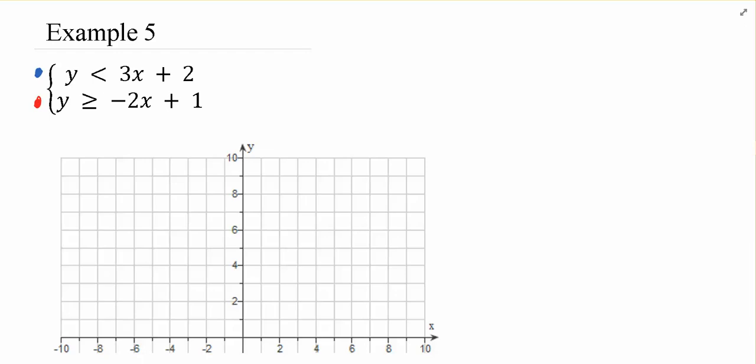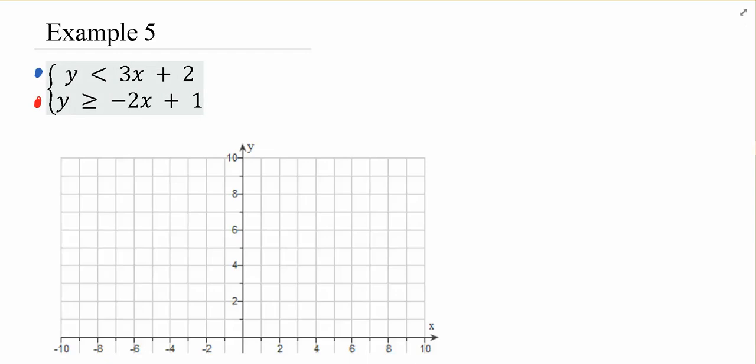Now, if you don't have colored pencils to work with, or you don't have a pencil and a pen or something like that, then maybe you could label them as 1 and 2, and then make sure to label your lines appropriately as well once you graph them. You want some way to be able to look back and say which one was which.